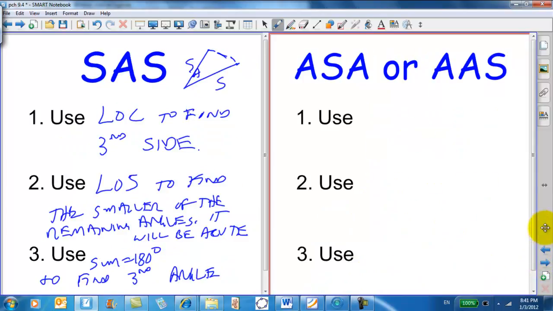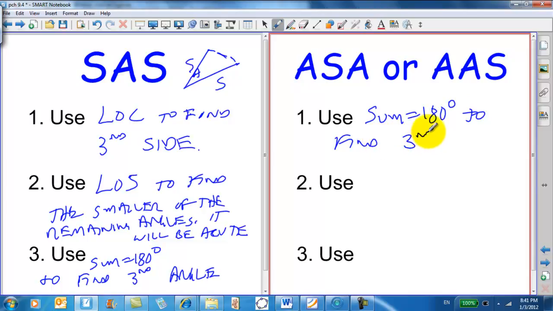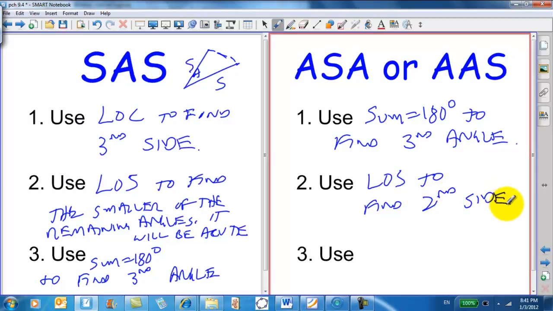Now, this scenario is probably the easiest of the three because you've got two of the angles already. So you actually start with using sum equals 180 to find the third angle. Now that you've got the third angle, you don't have any of those possible ambiguous cases. You can use law of sines to find the second side, and then law of sines again to find the third side.